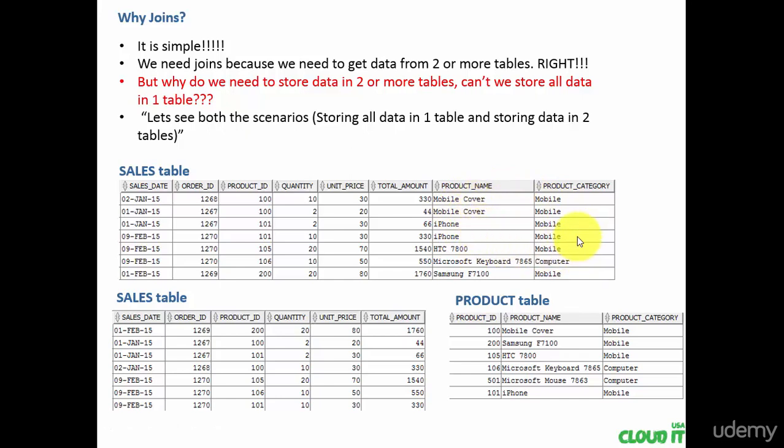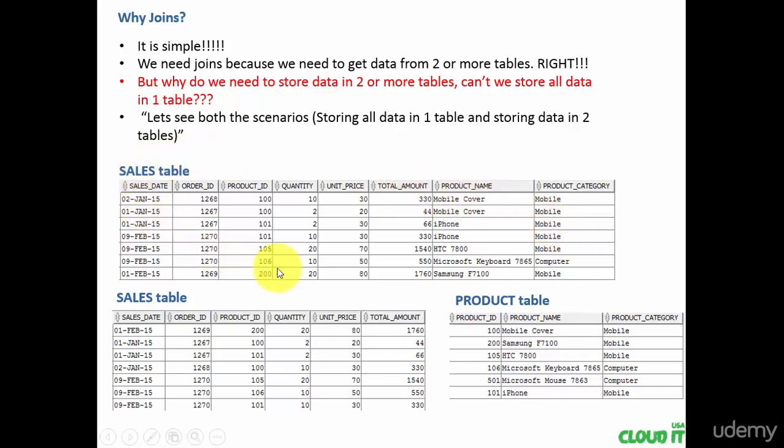This means you are storing duplicate information in the database. That means you need more storage. So what do you need to do in order to reduce the duplication? We cannot totally avoid the duplication, but wherever necessary, we can avoid the duplication. How can we do that?